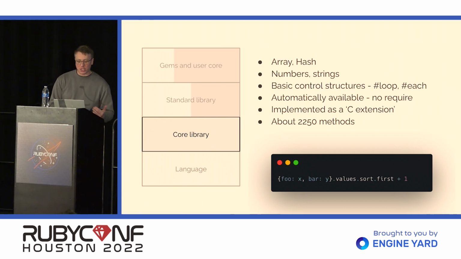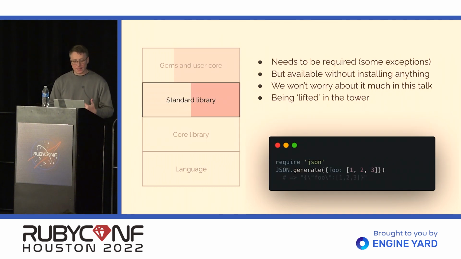So if we have something like a hash and we do .values, .sort, .first, .add, values, sort, first, and add are all provided by the core library. On top of that is the standard library. This needs to be required with some exceptions, but it's available without installing anything, so it's just there. It's part of the Ruby distribution still. We won't worry too much about the standard library in this talk.